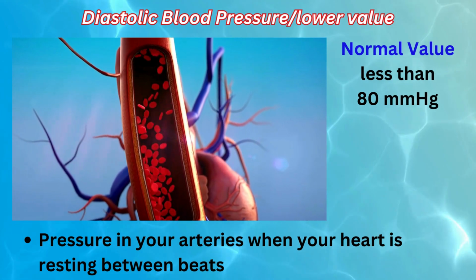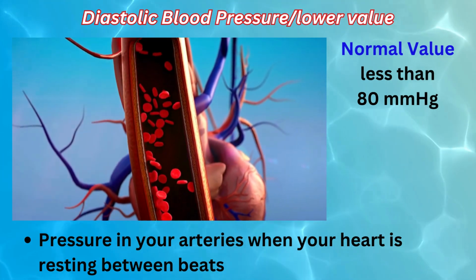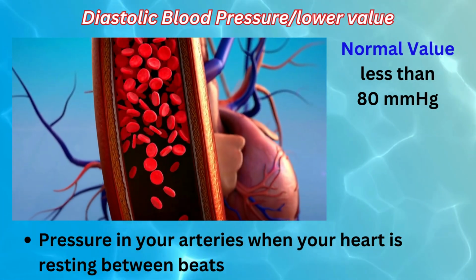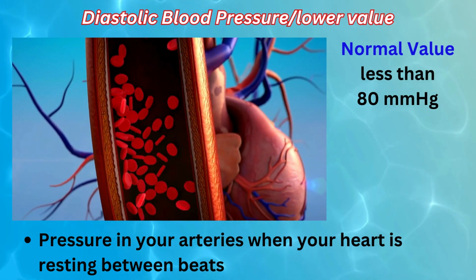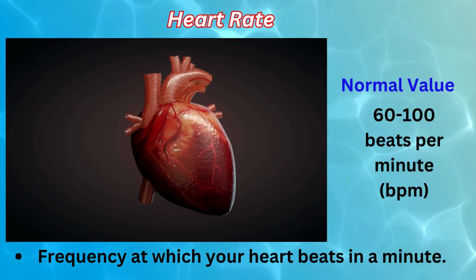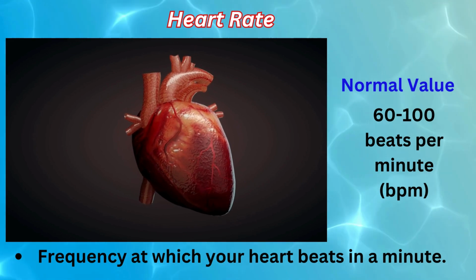Diastolic blood pressure measures the pressure in your arteries when your heart is resting between beats. A normal diastolic pressure is less than 80 millimeters of mercury. This resting interval between heartbeats varies based on a person's heart rate.